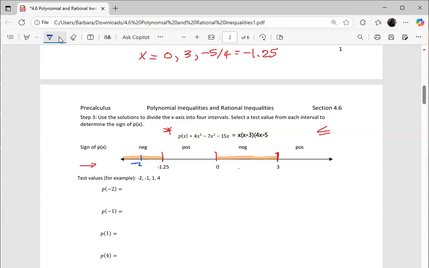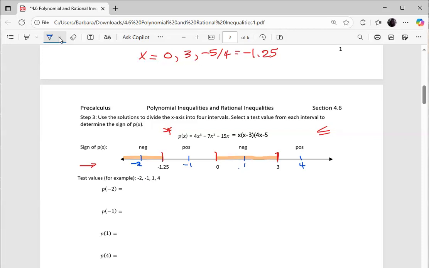A number that's between -1.25 and 0 could be -1. And a number between 0 and 3, I'm going to choose 1. And then a number that's greater than 3, I'll choose 4. And these are just random numbers that you can substitute into the equation, which I starred here.